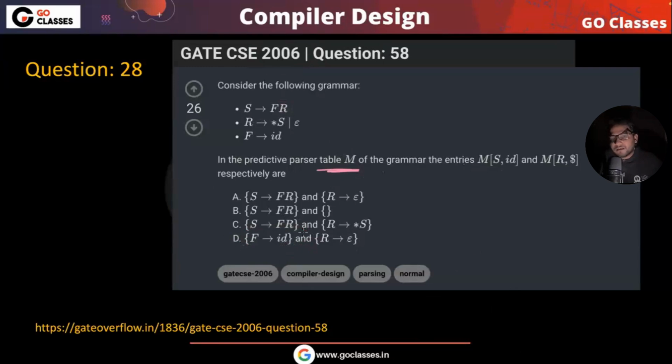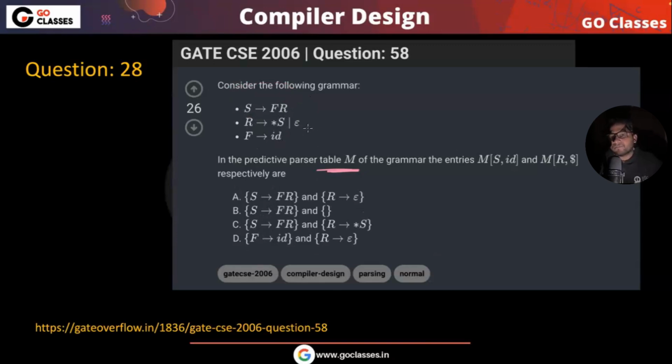So it can never contain this. Now it can either contain this or maybe it is empty. But all the options are saying it is containing this. I mean, that's not very difficult to find out whether it is containing or not. Anyway, this F is giving ID, so it will be FR only. Now tell me what will be R dollar? So R dollar either it will be empty or it will be containing this, right? So what is the follow of R? It will be same as follow of S. So R dollar will definitely be containing this.